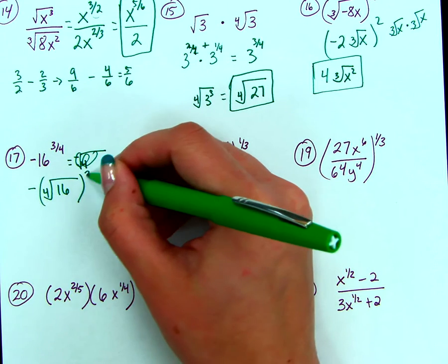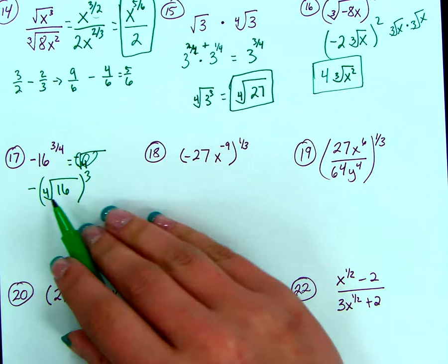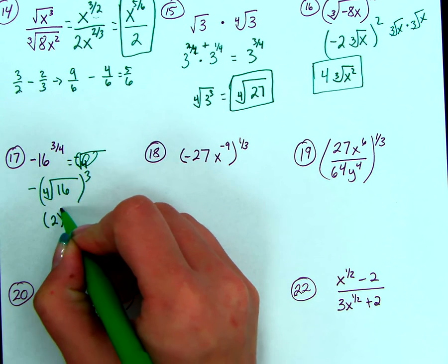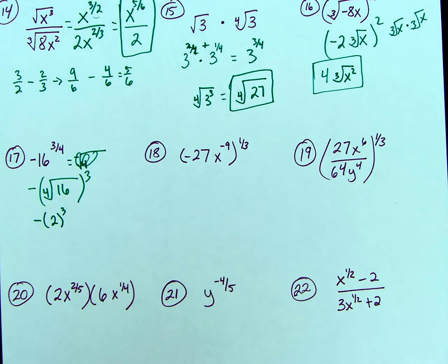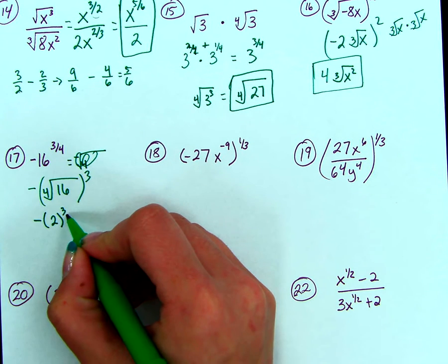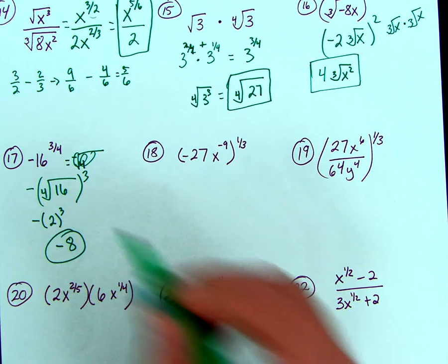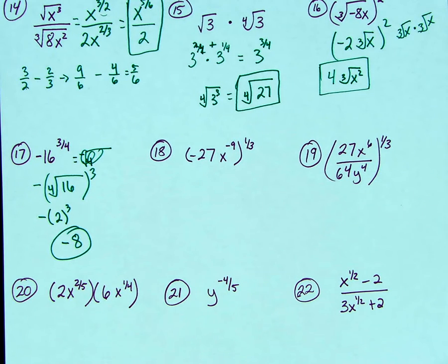So I'm going to put my 3 on the outside. So the fourth root of 16 is 2. So we're going to have 2 cubed, negative is still on the outside. So 2 cubed is 8, and then we would multiply it by that negative. So our final answer for this one will be negative 8.